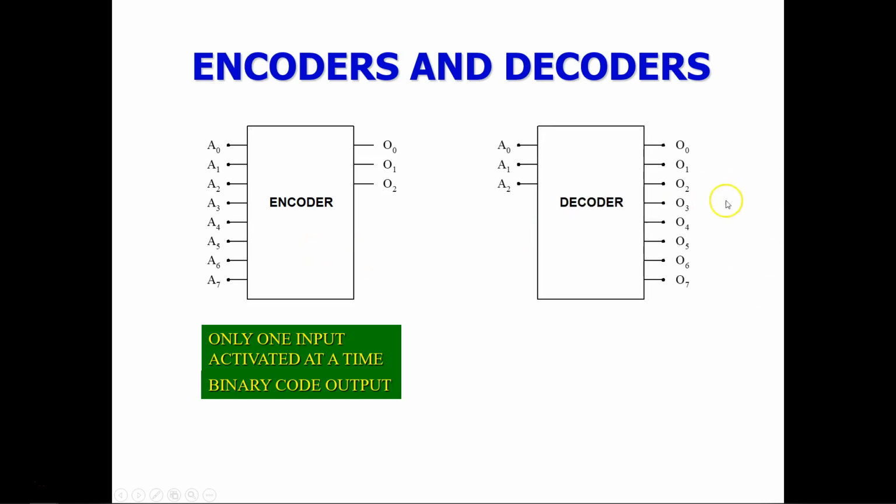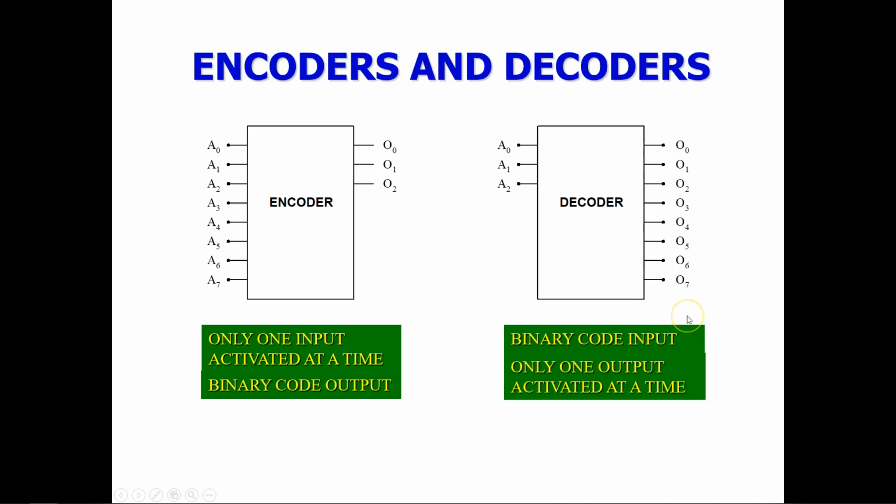And then we have a decoder. This is the block diagram of the decoder, which has these three inputs, and then these are the outputs. A decoder is a digital circuit which converts an input binary code into a single numeric output. So you send the binary code from here, and you will get a decimal output on the output side. A binary code input is given and only one output is activated at a time.